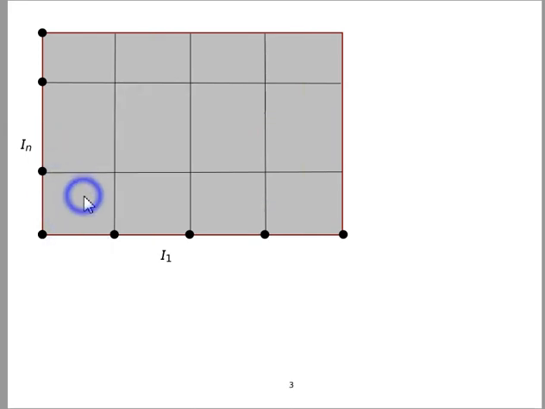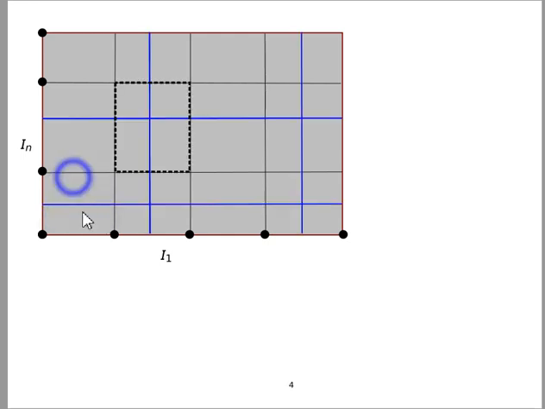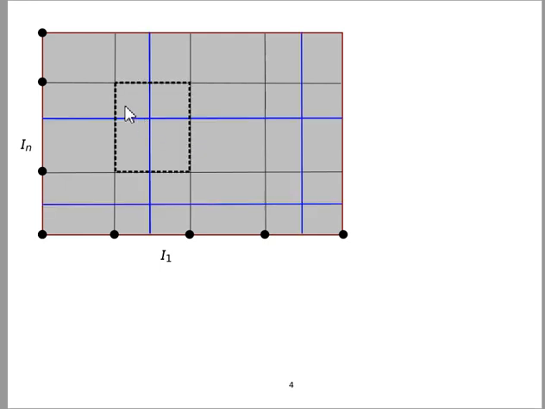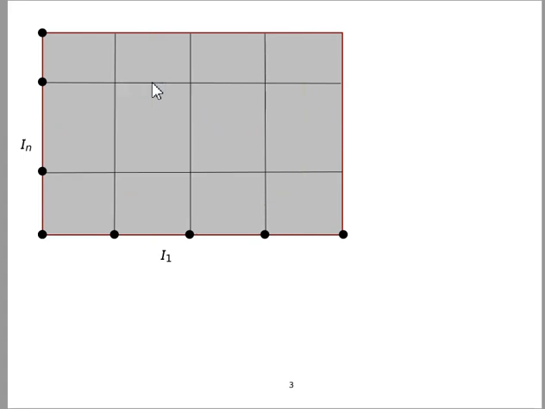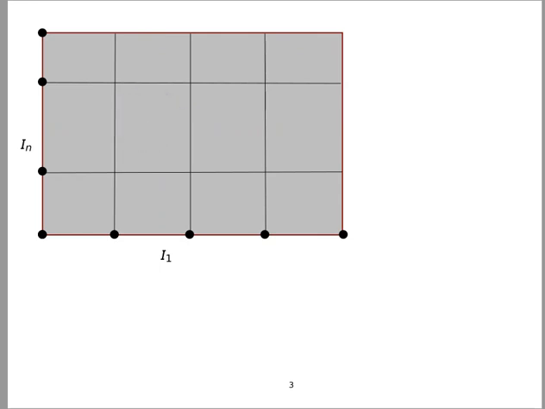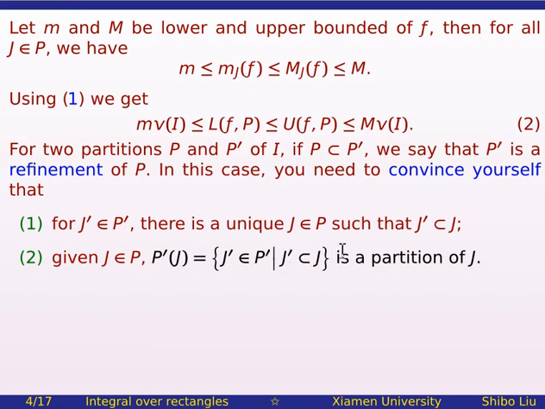Therefore, for this rectangle J in the partition P in the left lower corner, the corresponding P prime J, that is the subrectangles from P prime contained in J, is these two rectangles. Another example is this rectangle here, a subrectangle of the partition P. In our P prime, this rectangle is divided into, in this picture, 4 rectangles: 1, 2, 3, 4. So these 4 rectangles are the corresponding P prime J for this J from P. Okay, so this is a very intuitive observation.